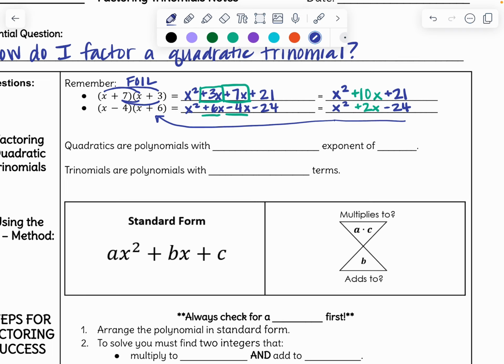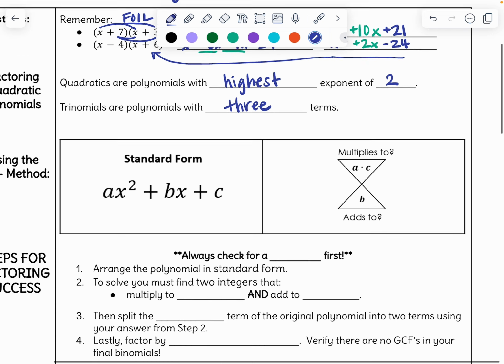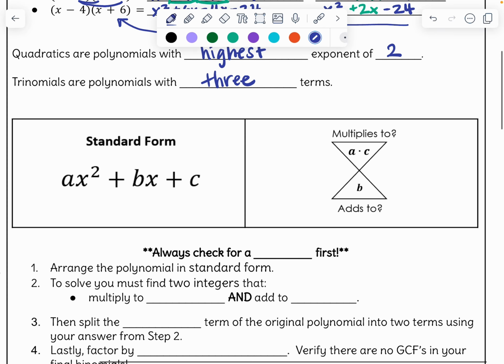So quadratics, if you'll remember when we went over polynomials and naming them, quadratics are polynomials with the highest exponent of 2. Trinomials are polynomials with 3 terms. In standard form, a quadratic trinomial is ax squared plus bx plus c. So we are going to use A, B, and C to solve the X puzzle. So A, B, and C.